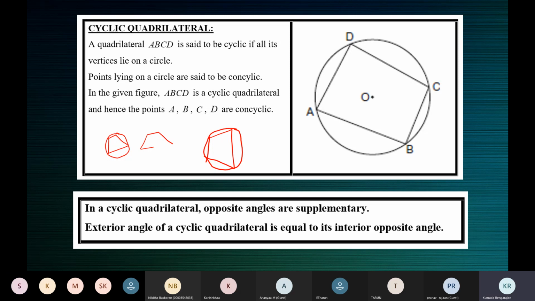Properties of a cyclic quadrilateral: opposite angles are supplementary. So angle A plus angle C is equal to 180. Angle D plus angle B is equal to 180. The sum of these 2 angles is equal to 180 degrees. They need not be equal. They add up to 180.